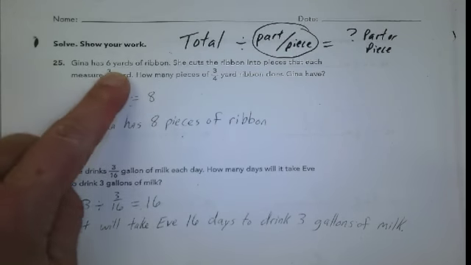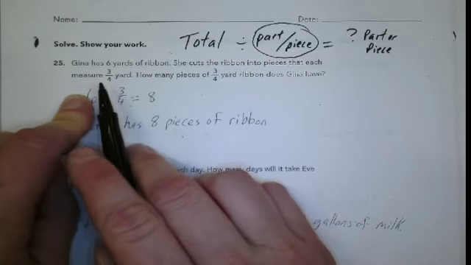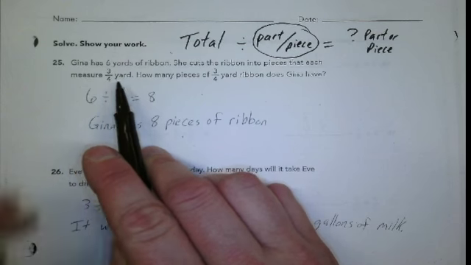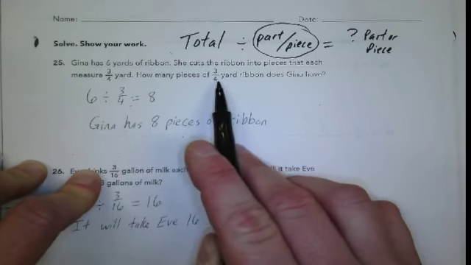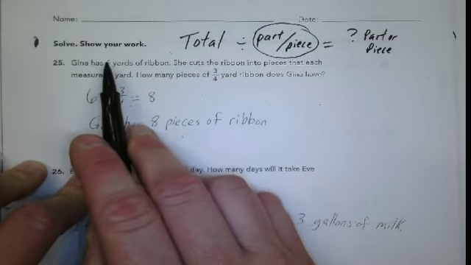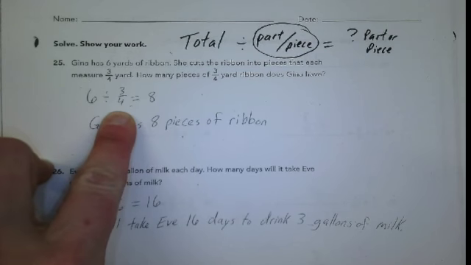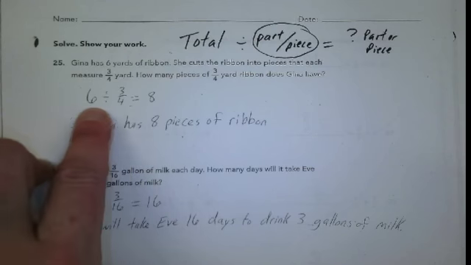So she has 6 yards of ribbon. That's the total amount she has, and she's going to cut it into pieces that are 3/4 yard. That's your piece. The question here: how many of those 3/4 yard pieces of ribbon is she going to have? So the total is 6. So you're going to start with 6. You're going to divide it by 3/4, which is your part or piece. So that means there will be 8 of those 3/4 pieces in 6.